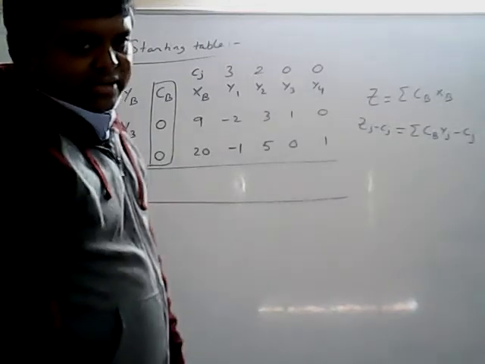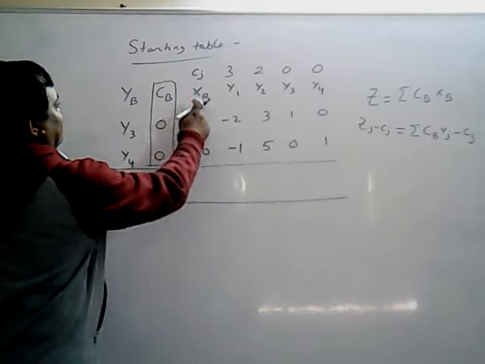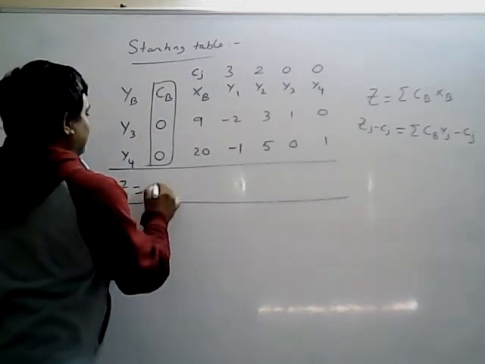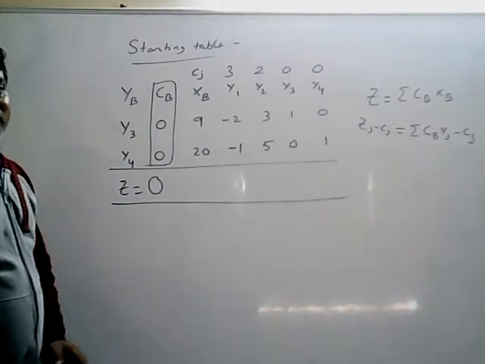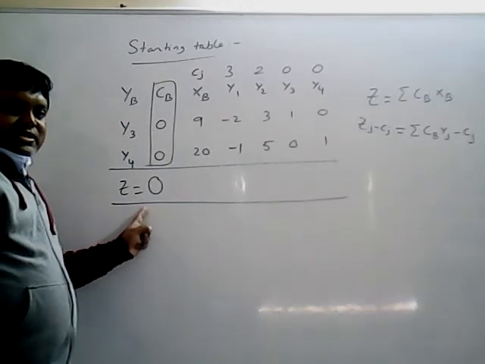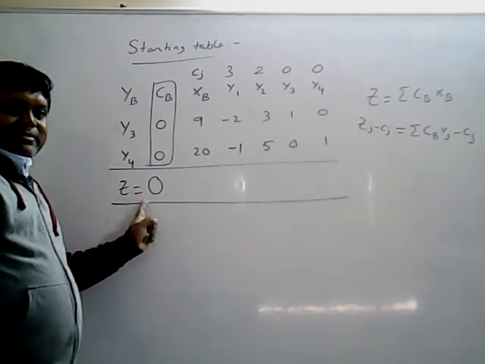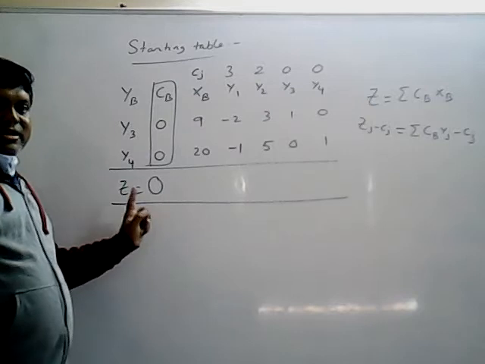First, what you have to calculate? Z. The Z formula is Cb into Xb. 0 into 9 is 0, 0 into 20 is 0. Total value will be 0. So in the ordinary simplex method, the starting table or initial table Z value will always be 0.